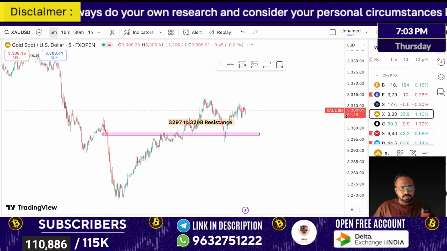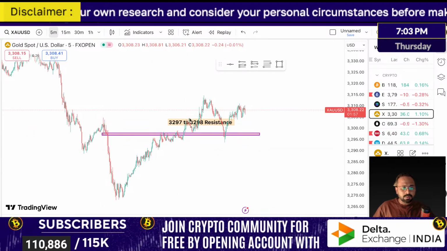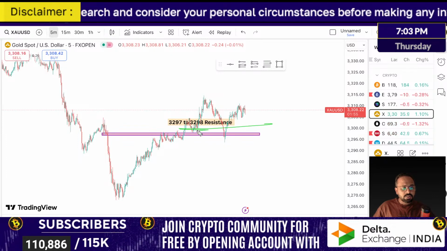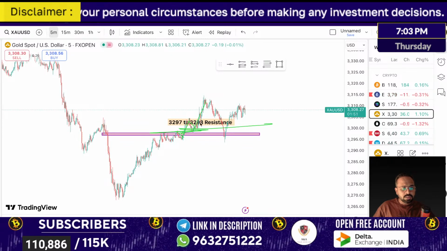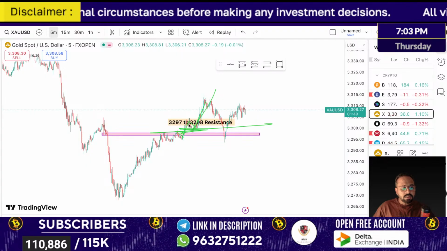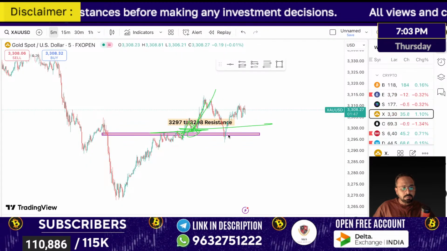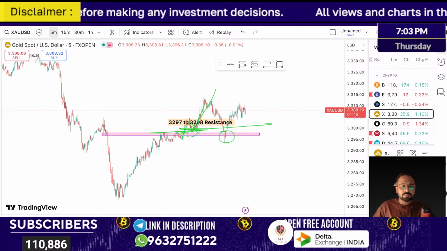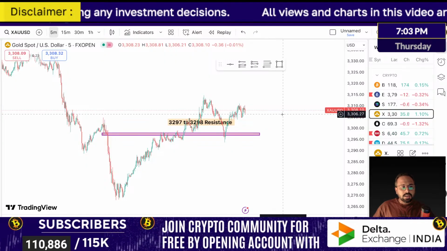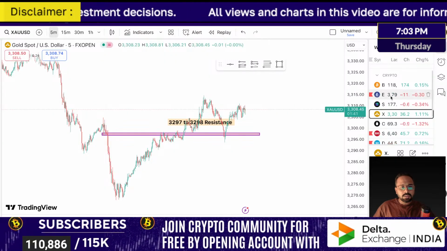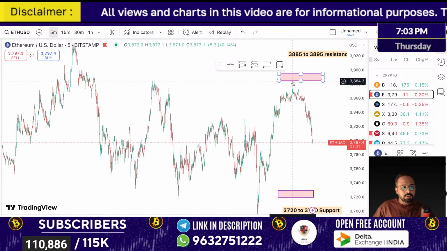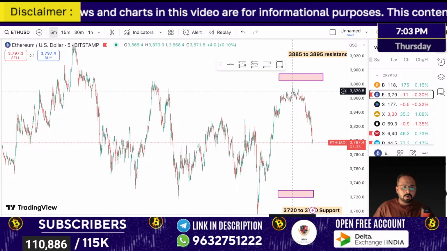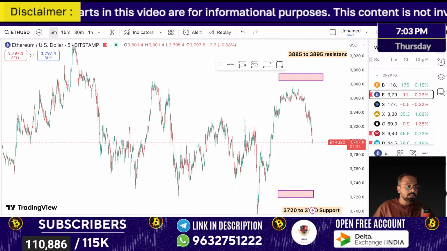Sometimes, of course, we cannot time the market all the time. You see here in gold, the expectation was it will reverse from this zone, but it did not reverse. It moved towards the upside. Once resistance breaks, what will happen? That resistance level becomes the supporting zone. So like that, it's getting balanced in terms of gold. Ethereum did not even reach the resistance, so we might be a little skeptical about whether to enter or not. We would have missed the opportunity here.